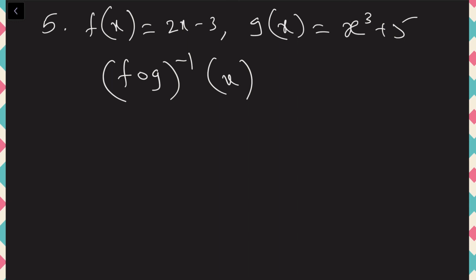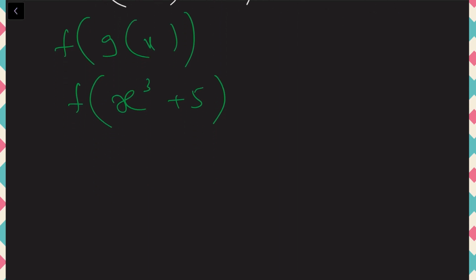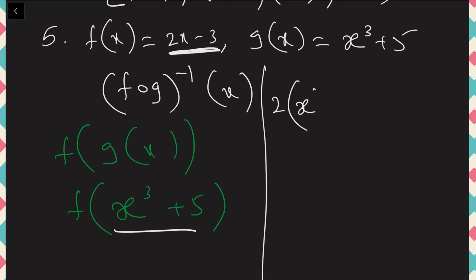First let us find f of g, and for that we will do the inverse afterwards. So our first duty is finding the value of f of g of x. g of x is given as x cube plus 5. Now, f of x cube plus 5 is nothing but, in the function f, wherever we have x, in the place of x this total we need to substitute. So it means 2 into, in the place of x, x cube plus 5, minus 3 as it is.